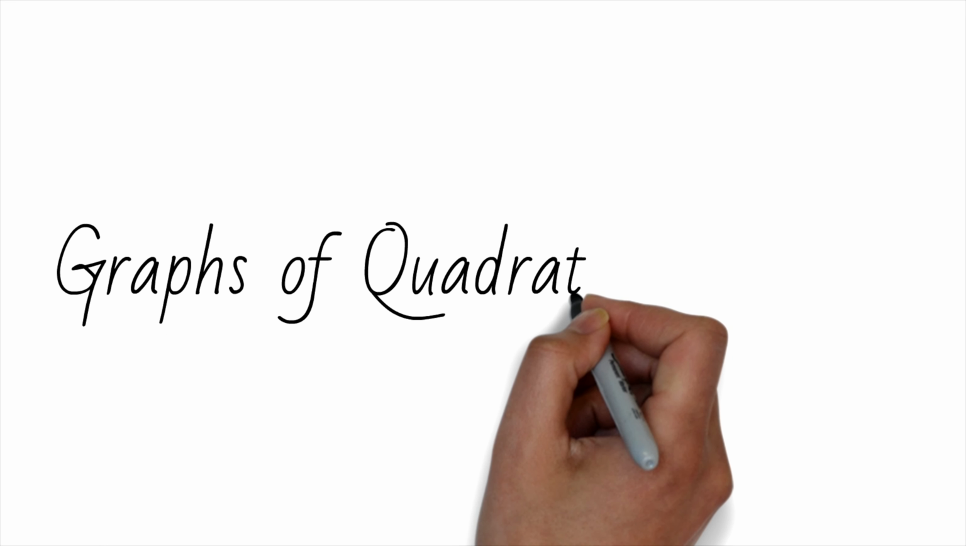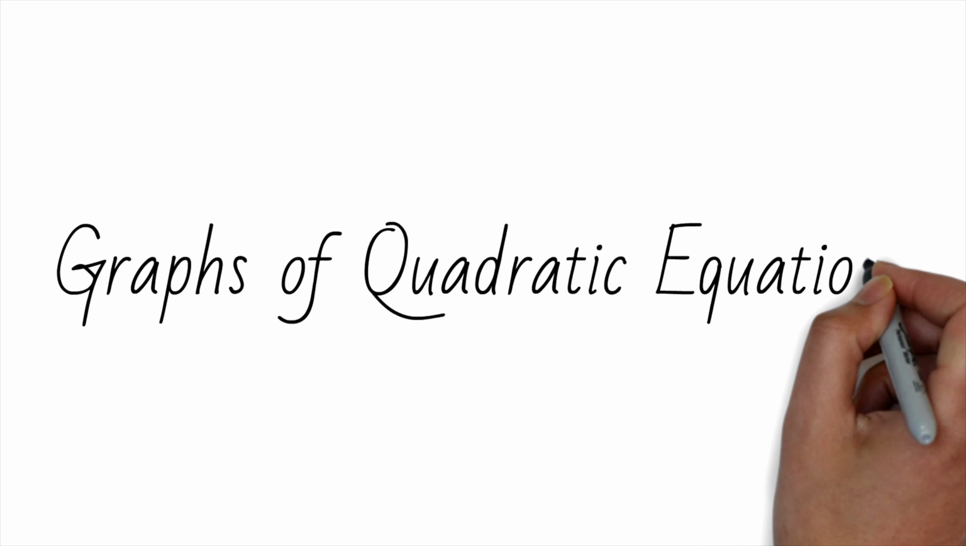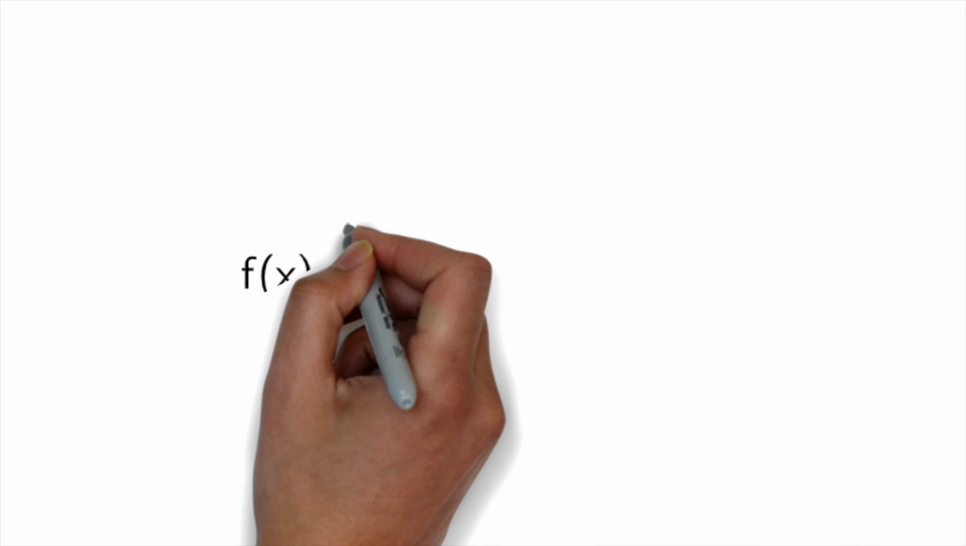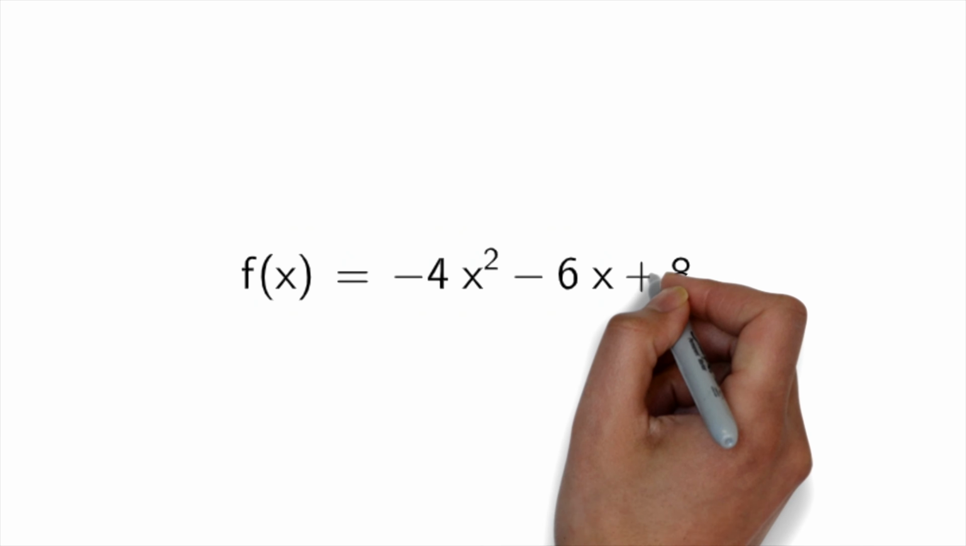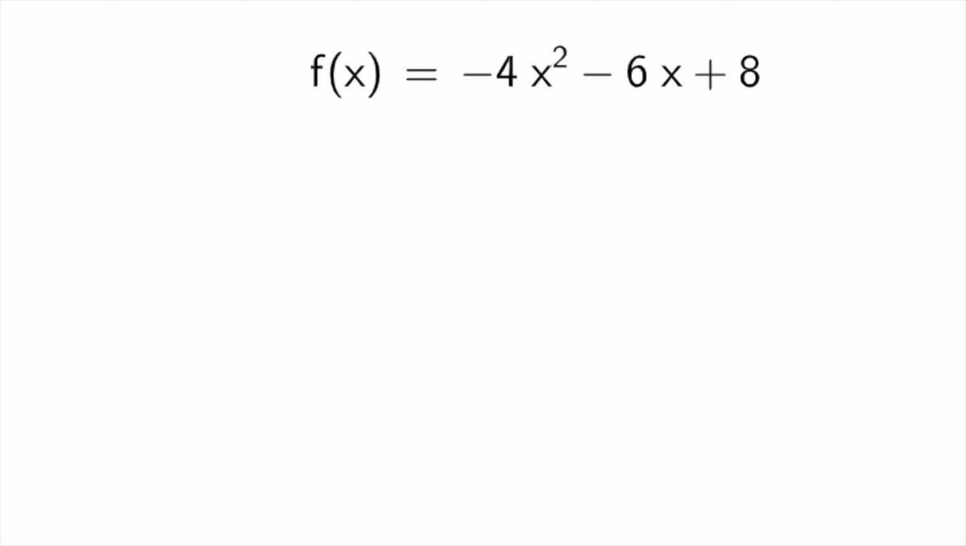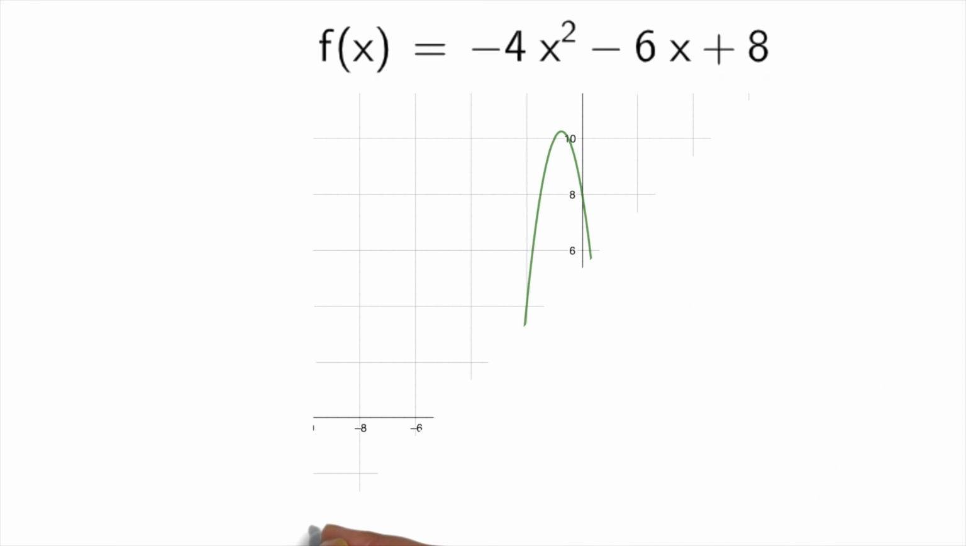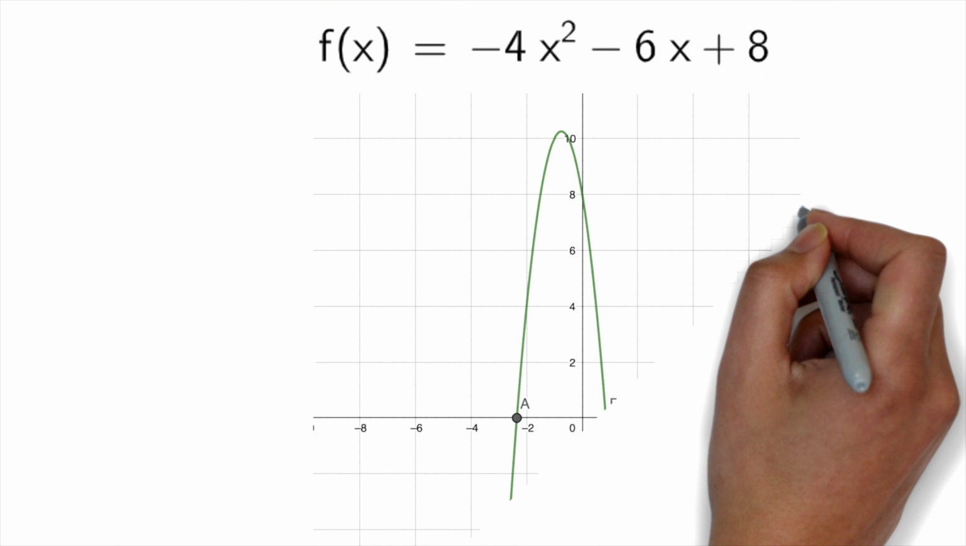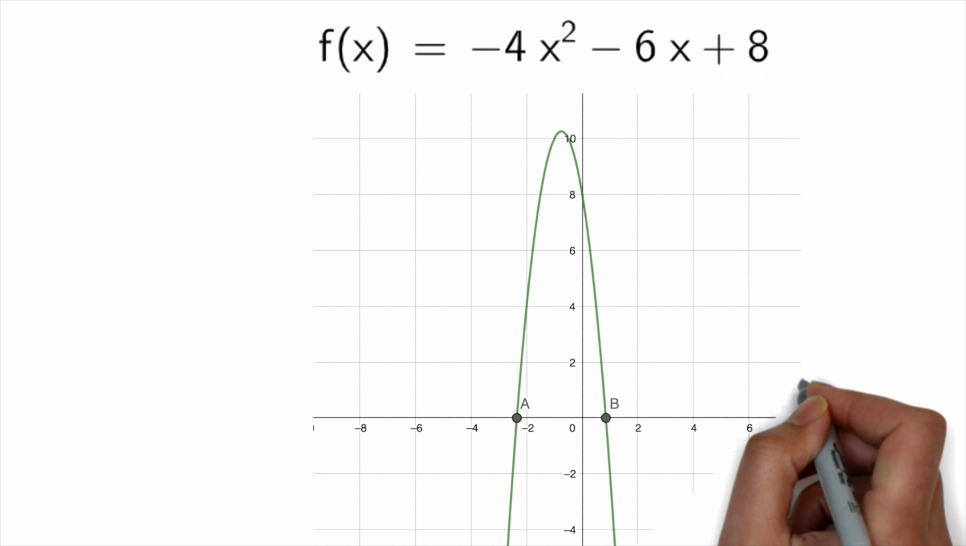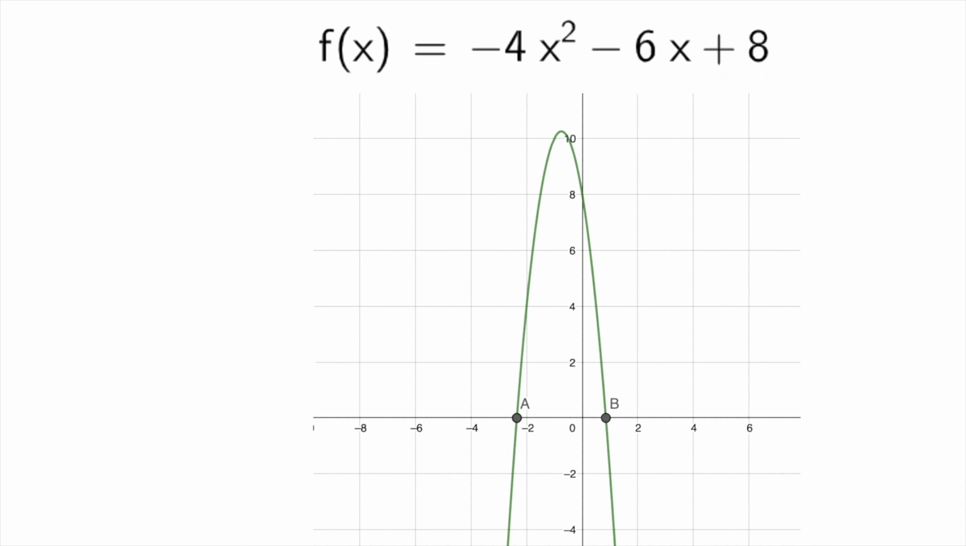All right, so now we're going to look at the graph of a quadratic equation. And this graph is of the equation we just wrote down just a minute ago. And because of that negative, it's going to be an upside down parabola. So those roots, or the answers to the equation, are right there as graphed on the x-axis.